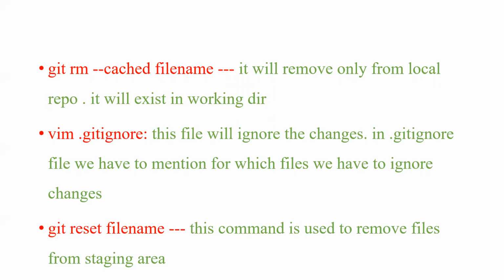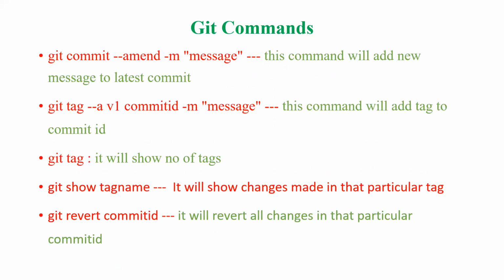Okay, next one, git reset file name. This command is used to remove files from the staging area. If we are having any modifications in the staging area, if you want to remove those modifications from the staging area, we can use the git reset file name command. Next one is git commit hyphen amend. This command is used to modify the message of the latest commit. By using the amend command, we can modify the message in the latest commit.